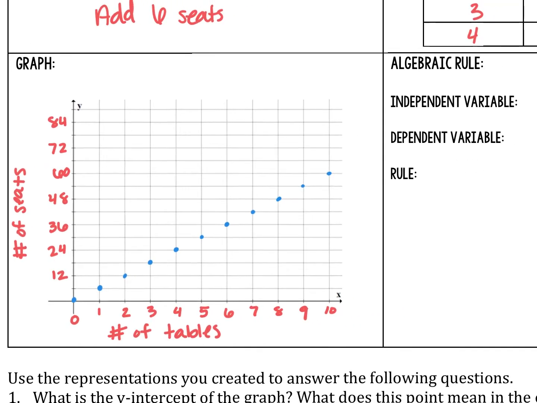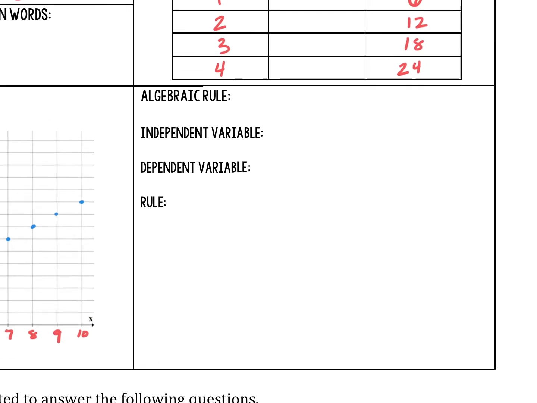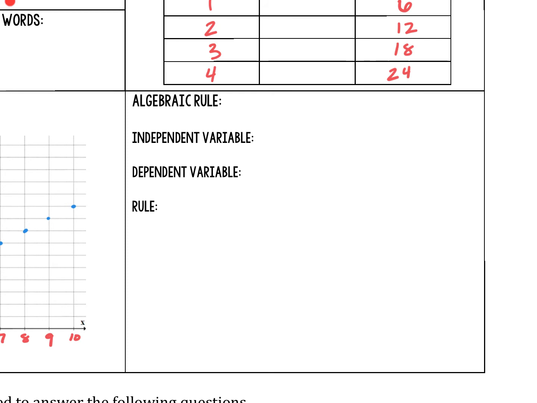Next, they want us to create an algebraic rule, and that's where this process column of our table comes into play and becomes very helpful. So let's think about what our variables represent. We're showing the relationship between the number of tables and the number of seats. So our independent variable, number of tables, we are going to use a variable to represent that. I'm going to use x. You can use anything you want though. Our dependent variable is the number of seats. I'm going to use y. So essentially, I need to show the relationship between y and x.